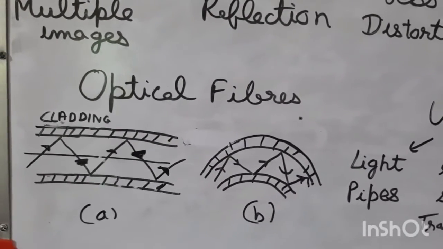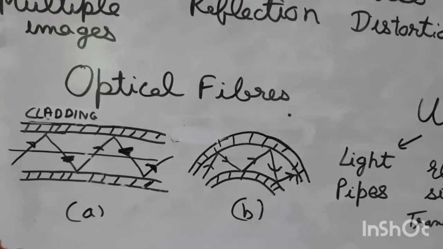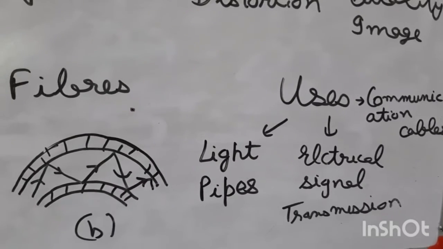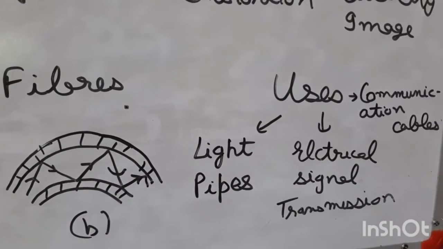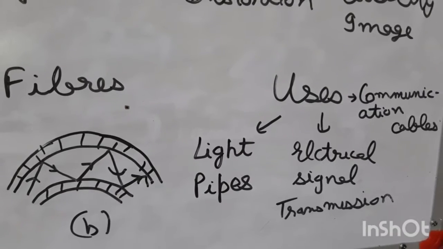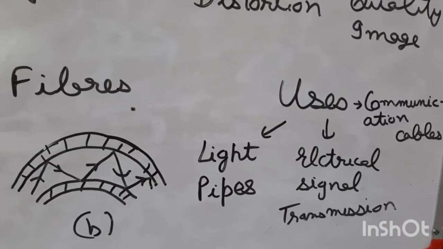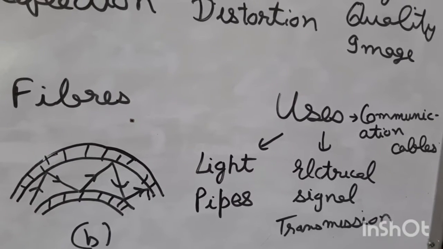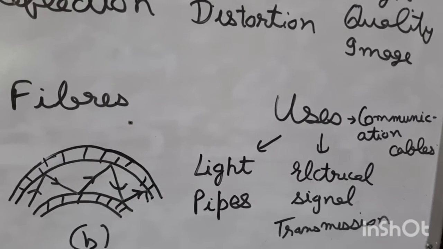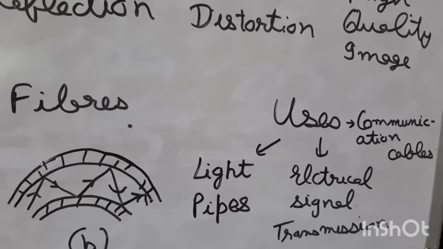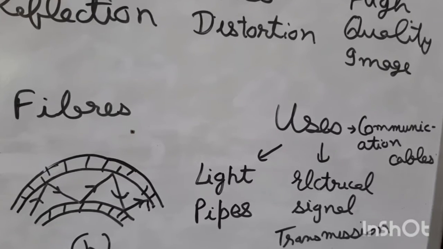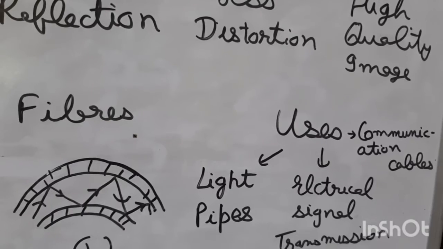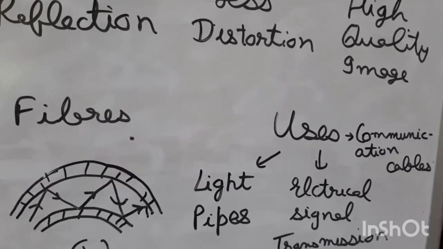Now we will discuss the uses, that is, the applications, meaning where optical fibers can be used. The first application of optical fiber is that it is used as a light pipe. What is a light pipe? A bundle of optical fibers is used as a light pipe, which is used to transmit the image of an object to a large distance. Means whatever object we have, we can see its image up to a large distance.